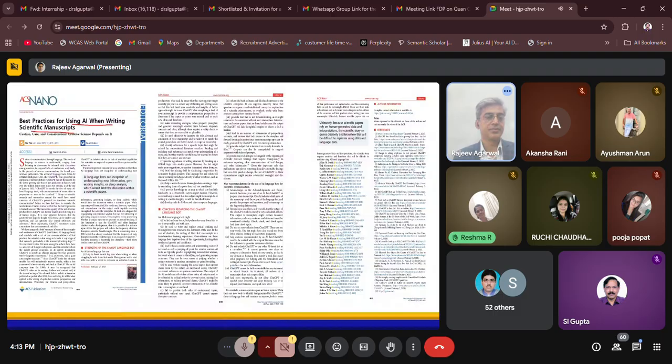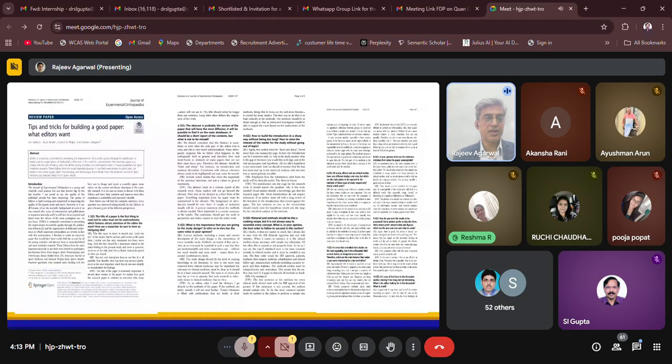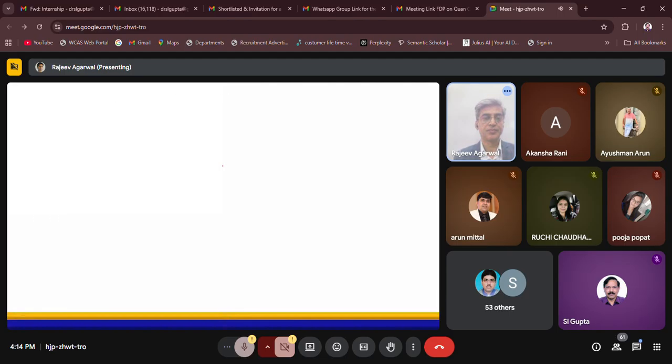This is one paper, AI language bots. Second is tips and tricks for building a good paper, what editors want. There are papers which you need to read yourself. The title of a paper is the first thing to read. Its value must not be underestimated. Second, the abstract is probably the most important section of a paper. So title and abstract are the main keywords. Apart from keywords, these are the main elements by which a paper is at first sight going to be accepted or rejected.